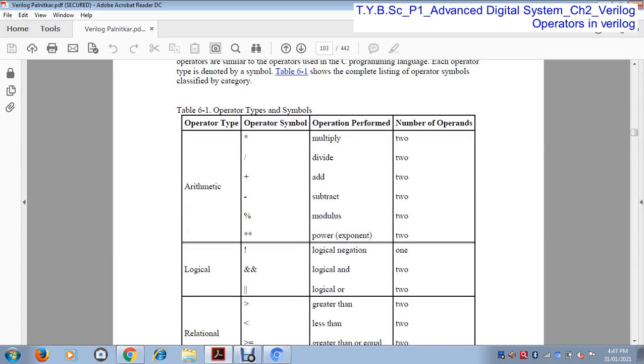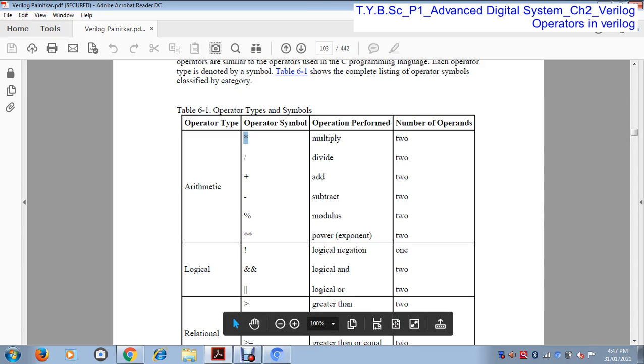So this is the symbol. This symbol indicates multiplication, or this operator is used to multiply. This is divide, addition, subtraction, modulus, and power. Power means exponent. Suppose 10 raised to minus 3. Then how do we define 10 raised to minus 3 in Verilog HDL? To represent 10 raised to minus 3, we use this operator.